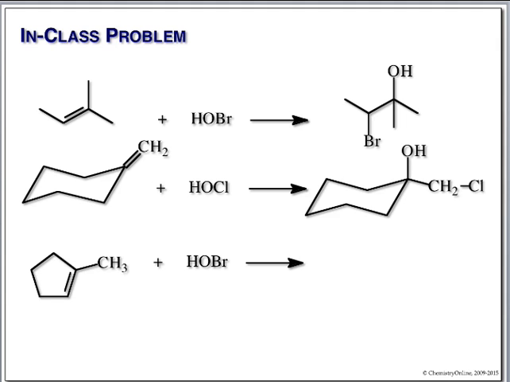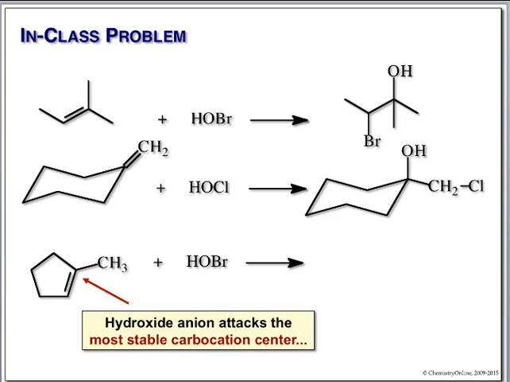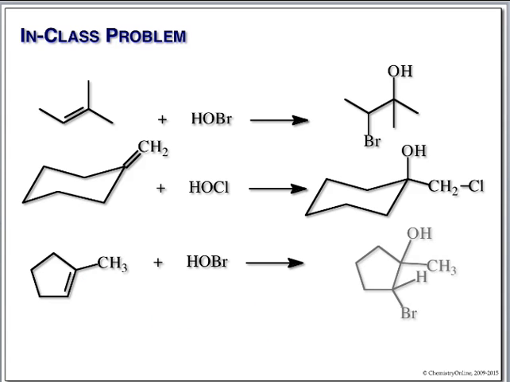Methylcyclopentene, we do have to worry about stereochemistry here, don't we? We have a tertiary carbon, we have a secondary carbon. The tertiary carbon will give us the most stable carbocation. So that is where the hydroxyl group is going to go. Now we have to be able to show our stereochemistry, don't we? We must show the hydroxyl group on one face and the bromine on the other. Something like that would work. Hydroxyl group and bromine, trans or anti to each other. Any questions?